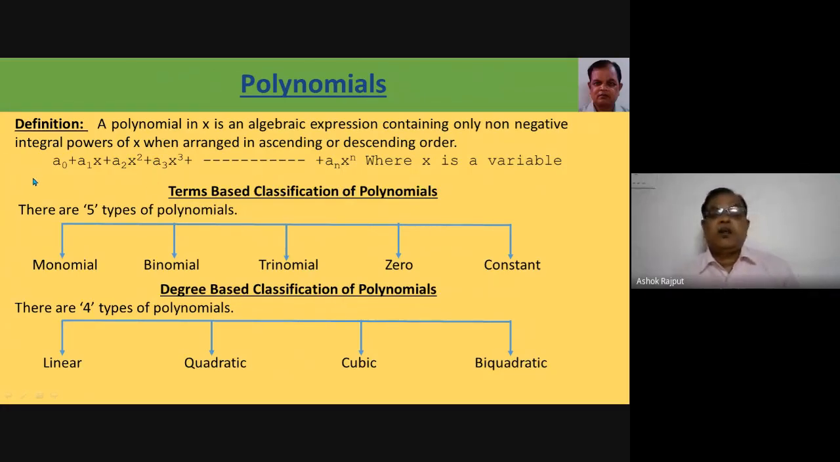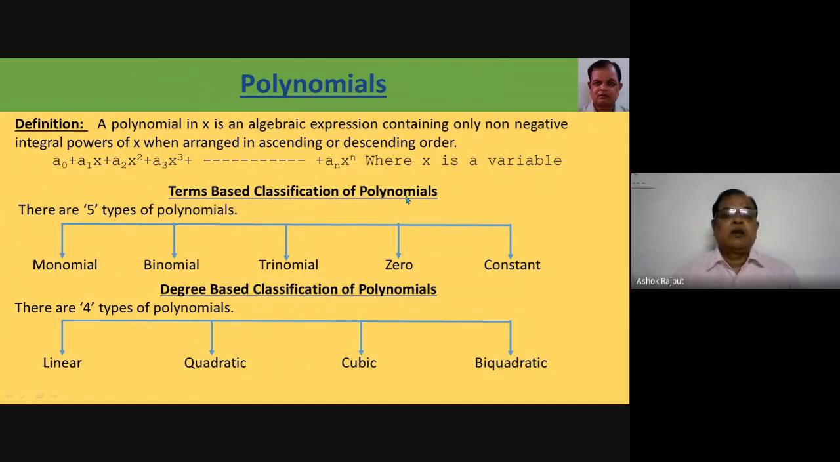First we arrange the powers in ascending or descending order. Then it is as we have written here, the general polynomial a naught plus a1x plus a2x square plus a3x cube plus and so on plus an x raised to the power n, where x is a variable and a is a constant.